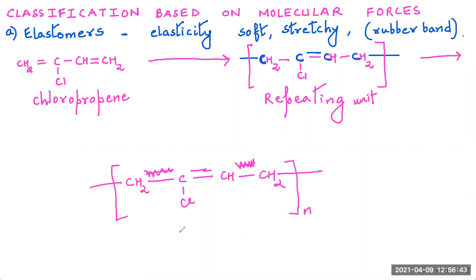Is it clear now perfectly? Please write it. Sometimes students make the mistake of making 2 bonds here instead of 1.